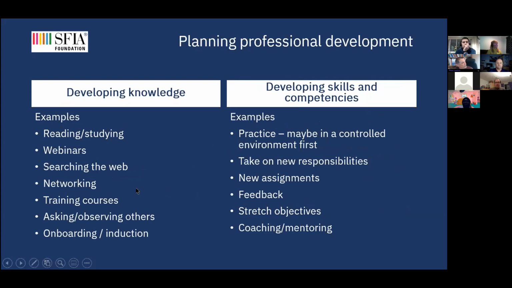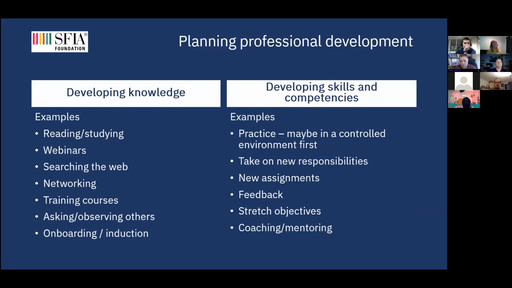When we think about some of the solutions for how you develop that, typical things around developing knowledge are things that you can read or study, attending webinars, searching on the web for things, networking with others, attending training courses, just seeing what others do, or maybe some onboarding, induction. All those things develop our knowledge.